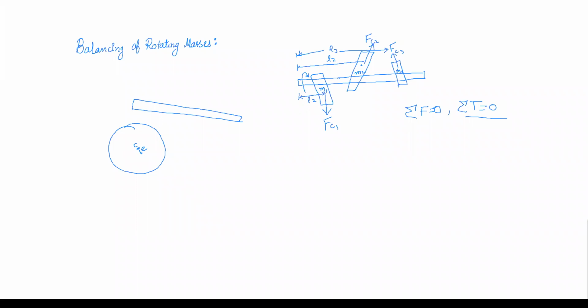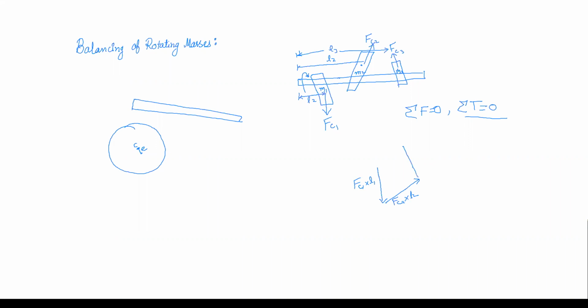If we try to draw the torque polygon or couple polygon, torque polygon is also called couple polygon. So if we try to draw a couple polygon, then the force Fc1 into L1, which will be torque T1, is in this direction. We can write it as Fc1 into L1. Torque T2 will be in this direction, Fc2 into L2.